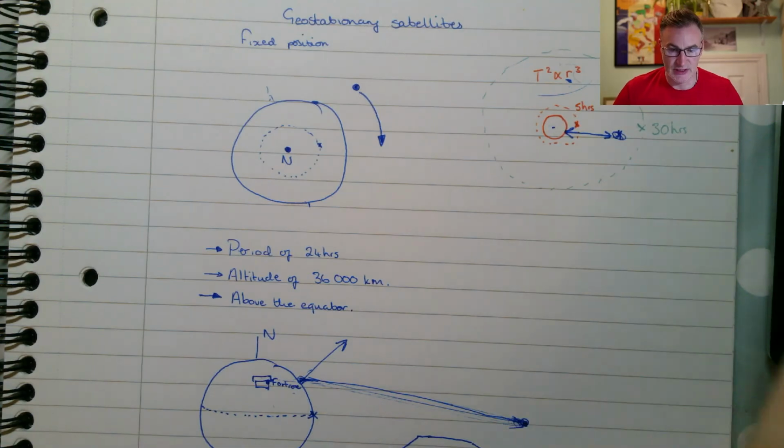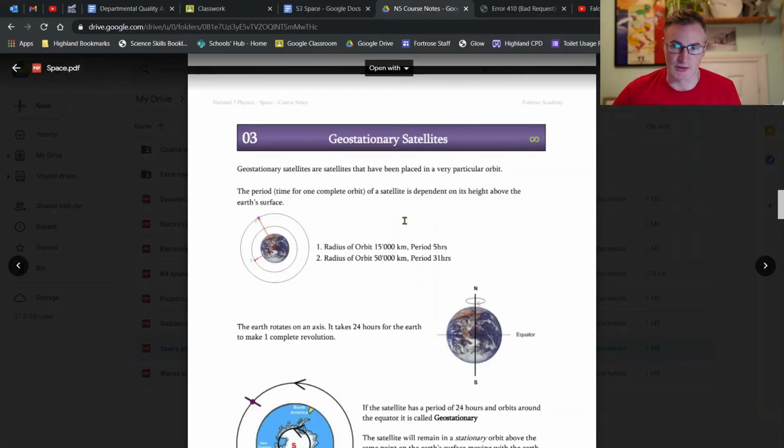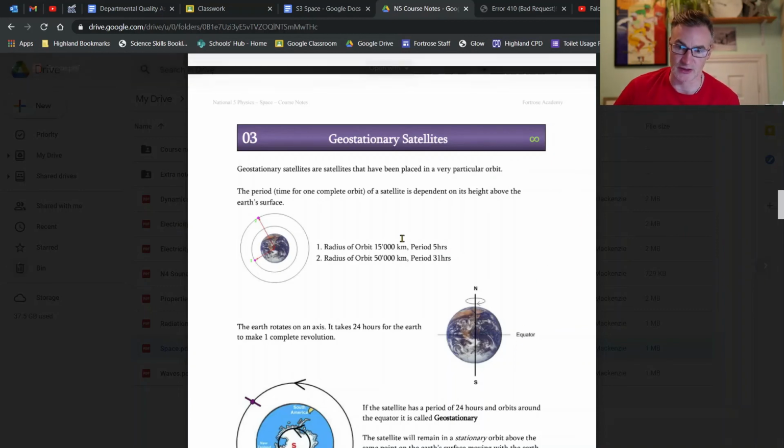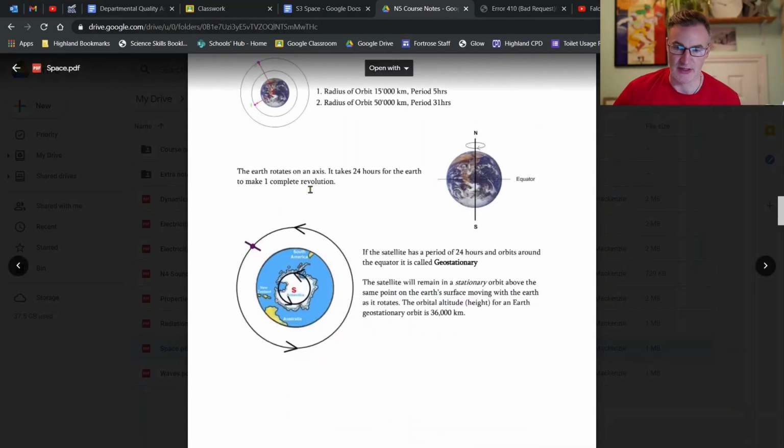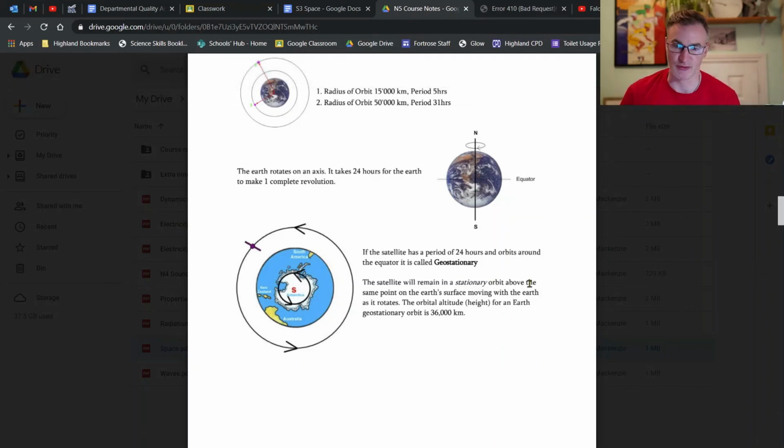You will see there's a page in the course notes about this. Geostationary satellites have been placed in a particular orbit, and it will remain in a stationary orbit above the same point on the Earth's surface. So that's geostationary satellites, and that will lead on to the next part of the course, which will be space travel.